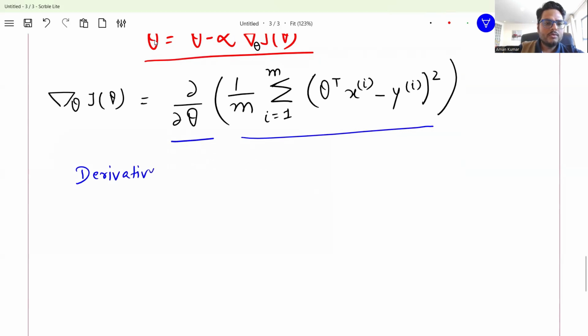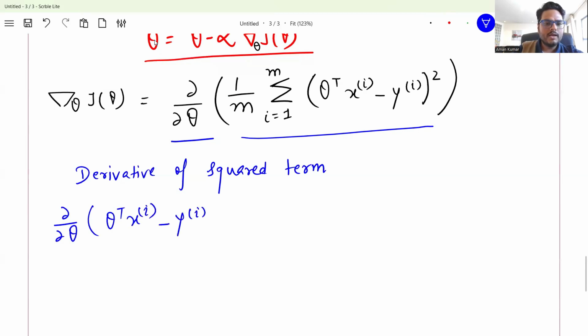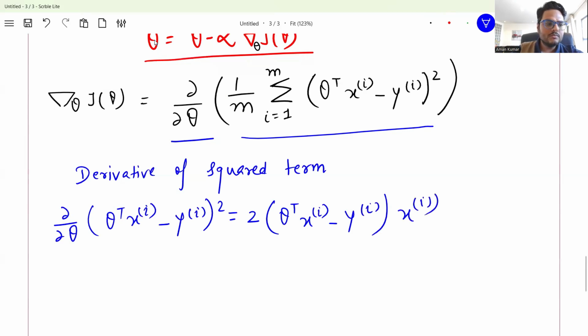Derivative of the squared term. What we are going to do here is simply say (theta transpose xi minus yi) squared. By the rule of partial differentiation, it is very simple to do this differentiation: 2 times (theta transpose xi minus yi) multiplied by xi. When you plug this into the above formula, because 1 by m is a constant, it will come out anyway.